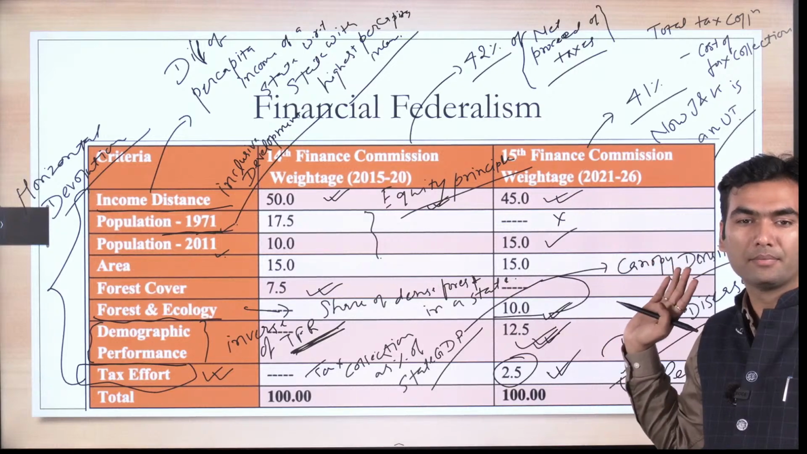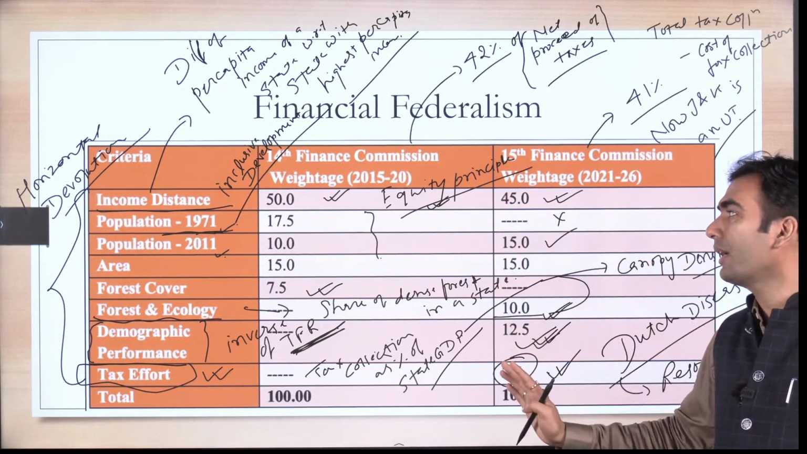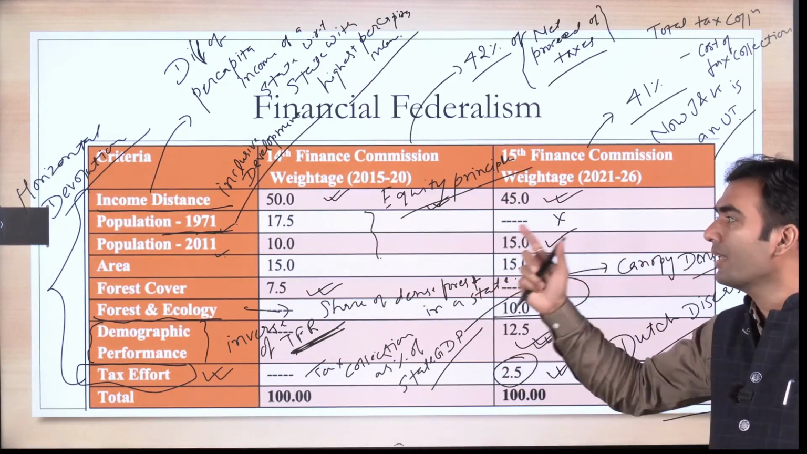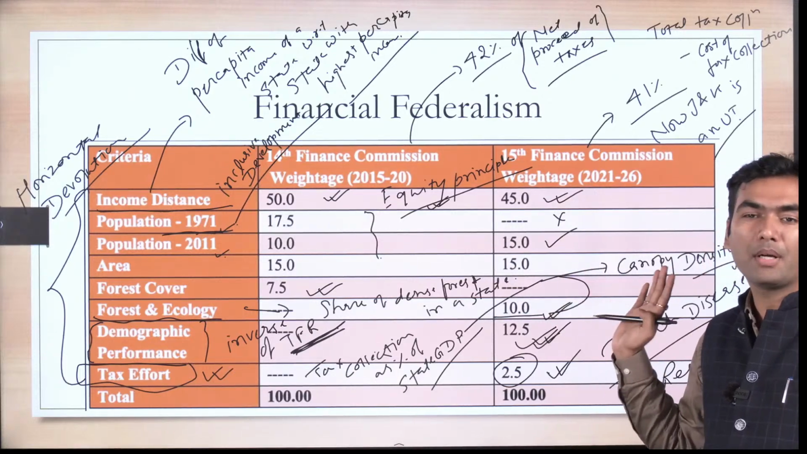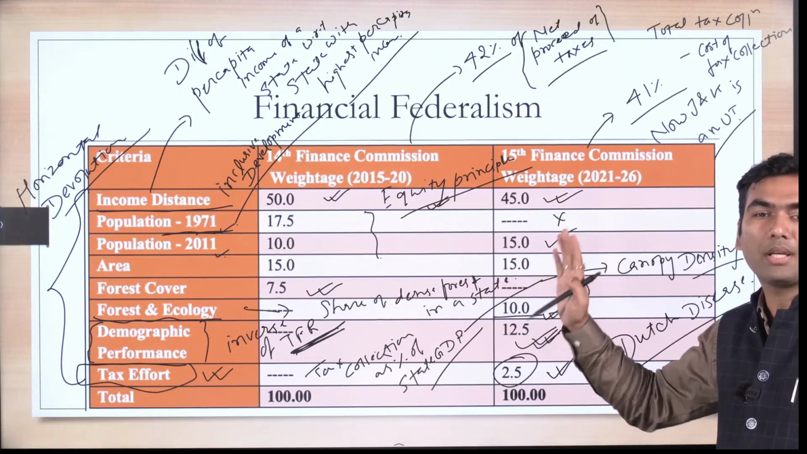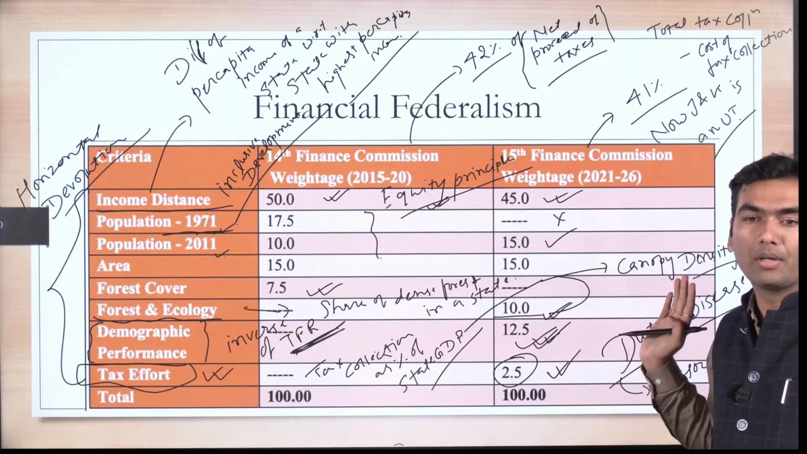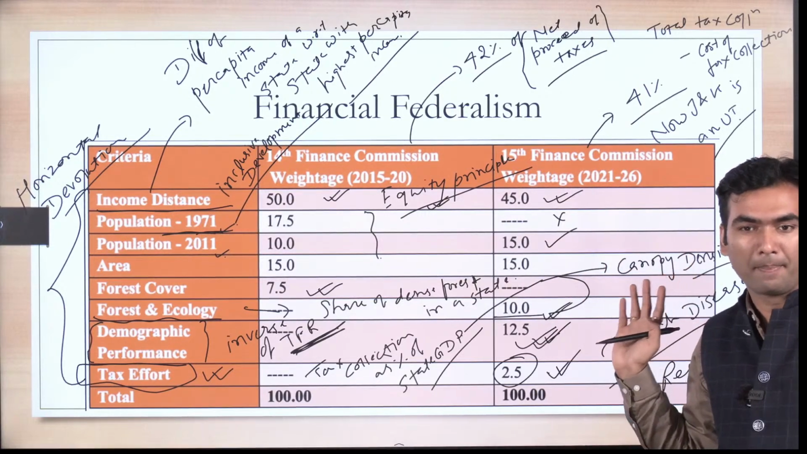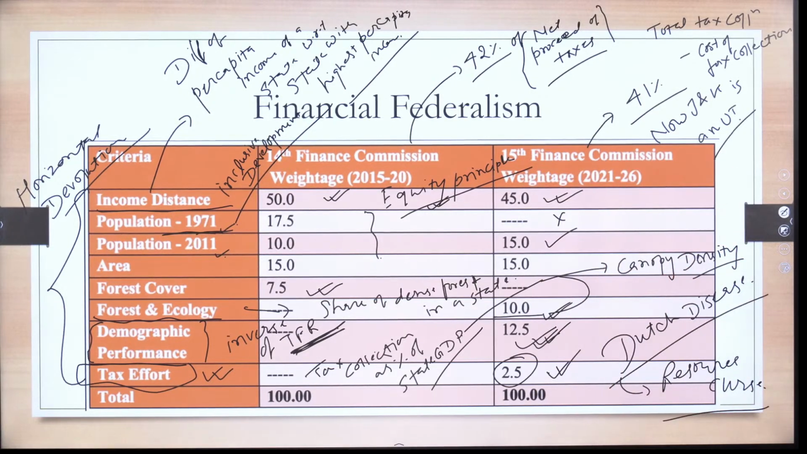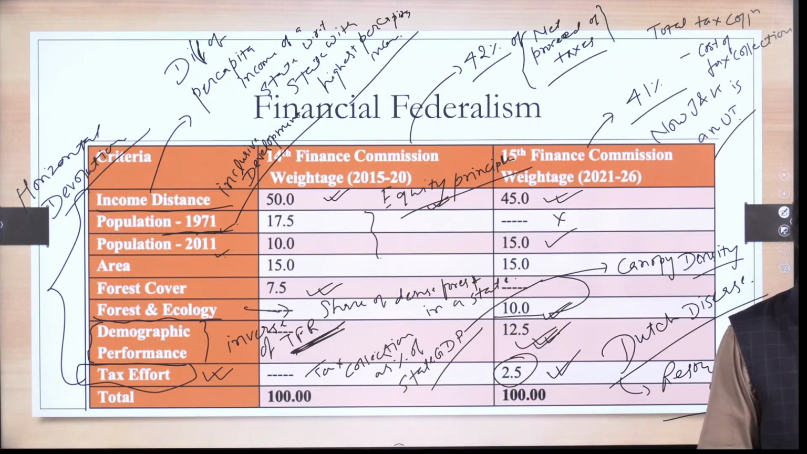Is it clear? All the criteria, all the changes, the rationale behind the changes, everything must be crystal clear. If you have doubt in anything that is there on the board, you must ask. Yogesh, have you understood the Dutch disease phenomenon?